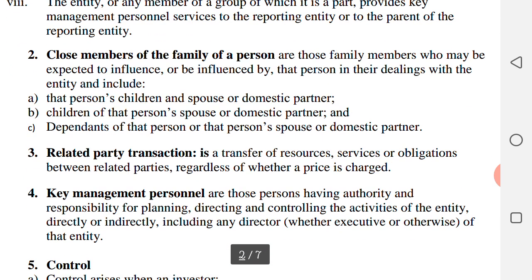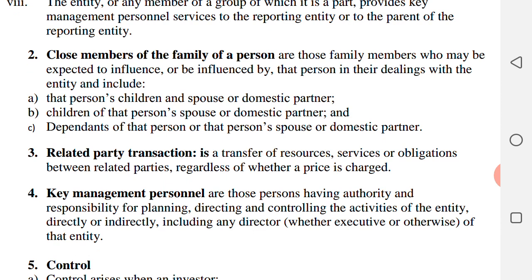Now, what are close members of the family of a person? Those are family members who may be expected to influence, or be influenced by, that person in their dealings with the entity. So for any person, for example the manager, who are the close members of the manager's family? As long as they can influence the manager, they are a third party.